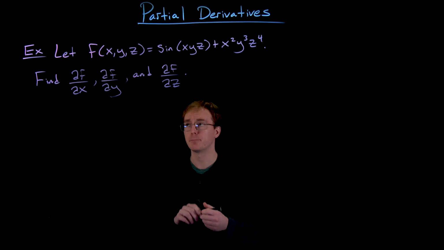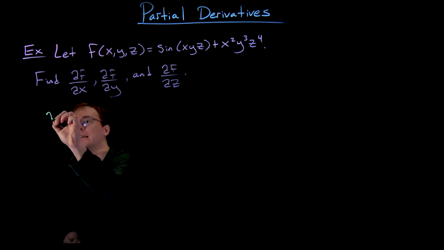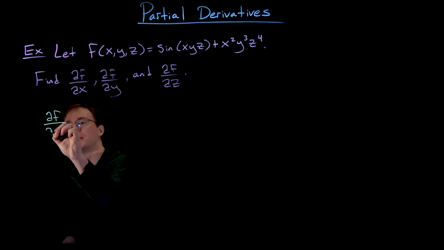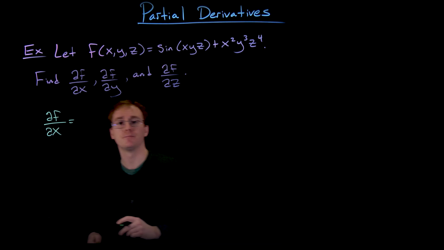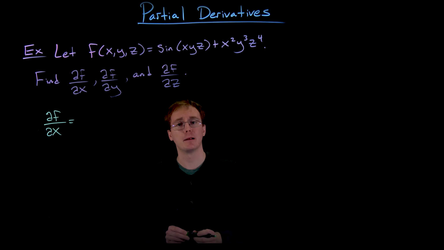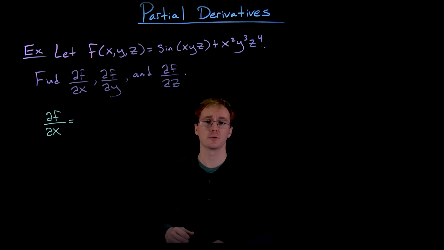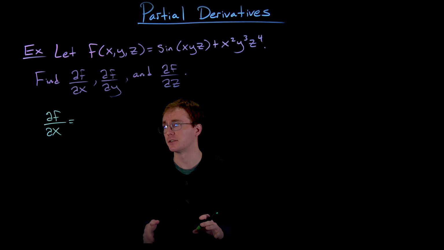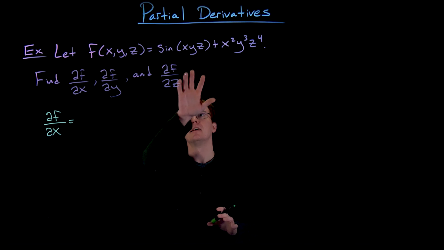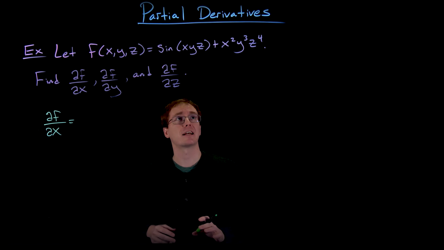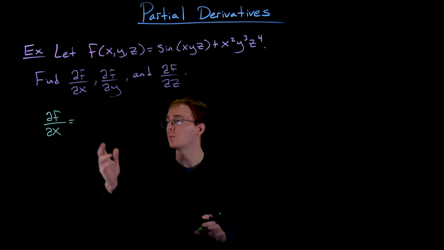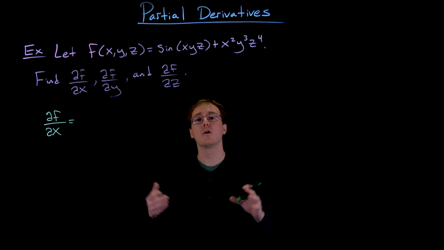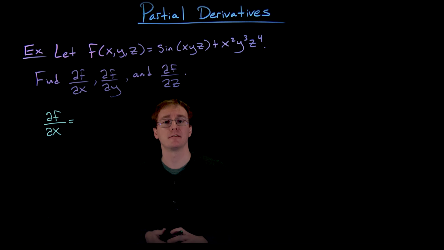So let's go ahead and jump right in and start by finding the partial derivative of our function with respect to x. And so the key thing to remember here, and when we're finding any partial derivative, is we always treat the other variables as if they are constants. So if we are differentiating sine of xyz plus x squared y cubed z to the fourth with respect to x, then we're treating all the y's and z's as if they are constant factors.